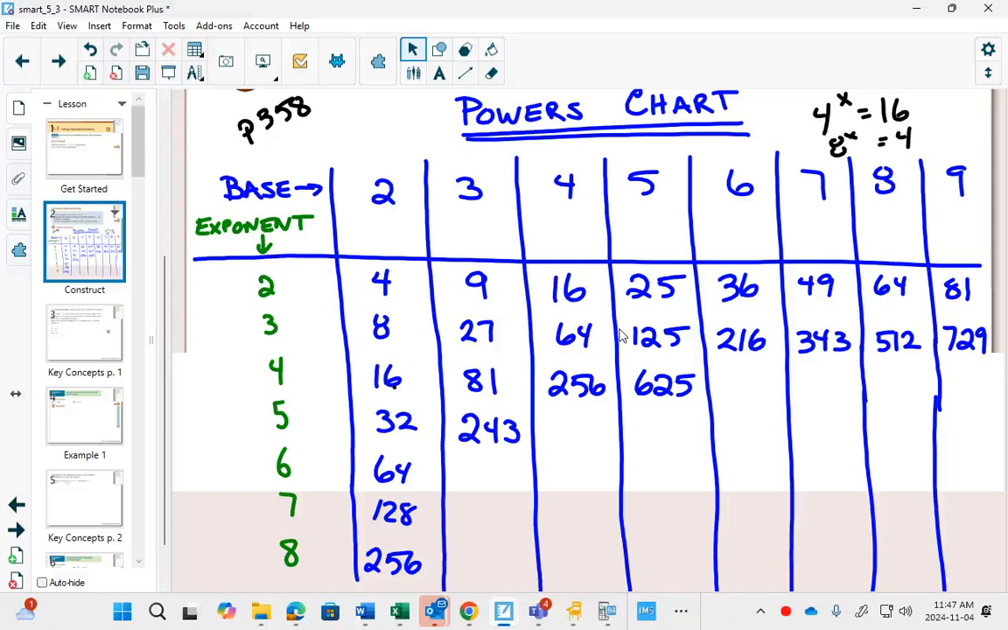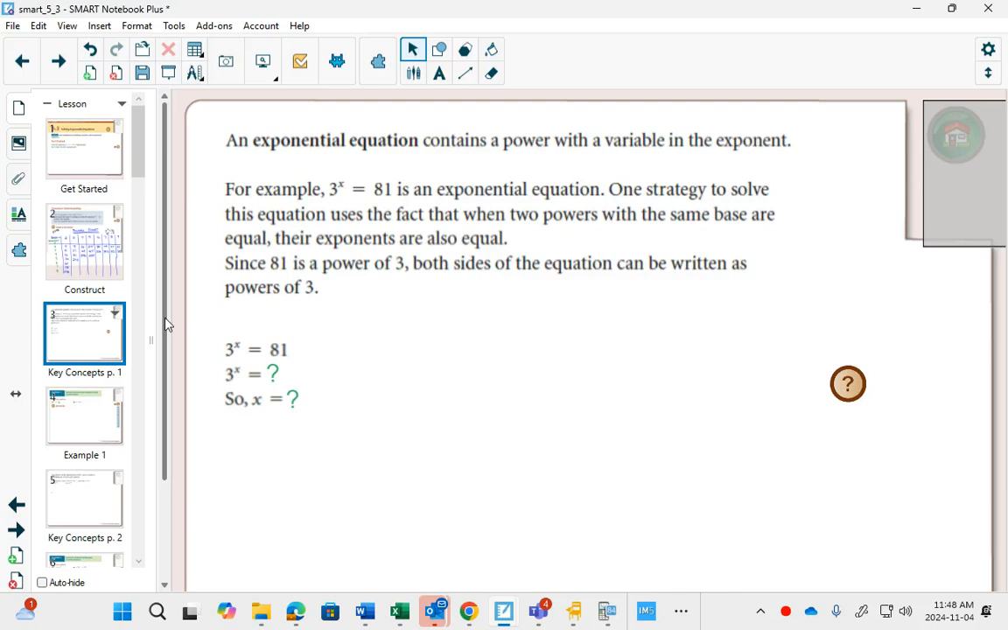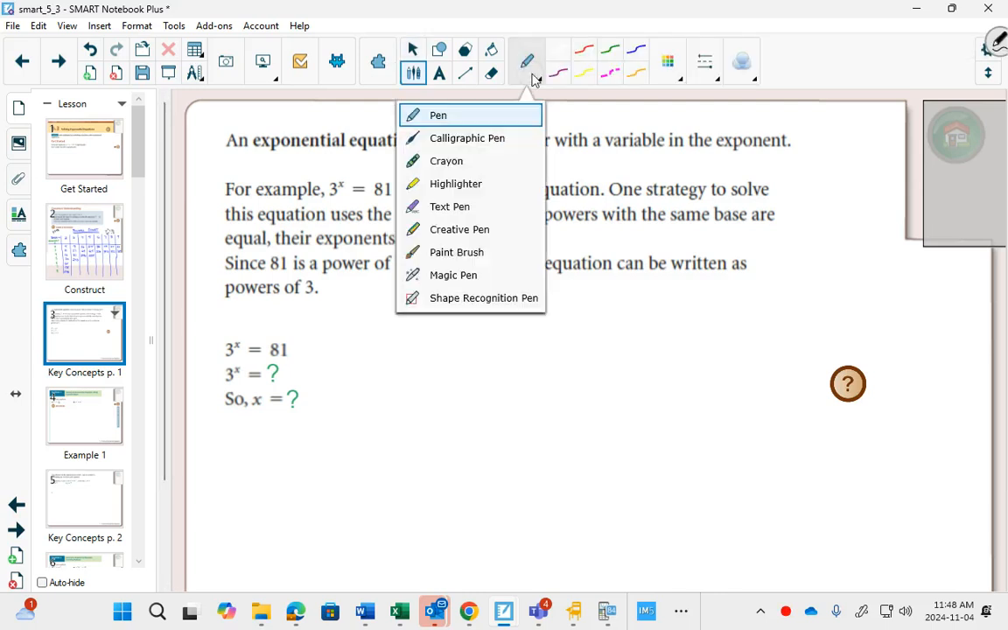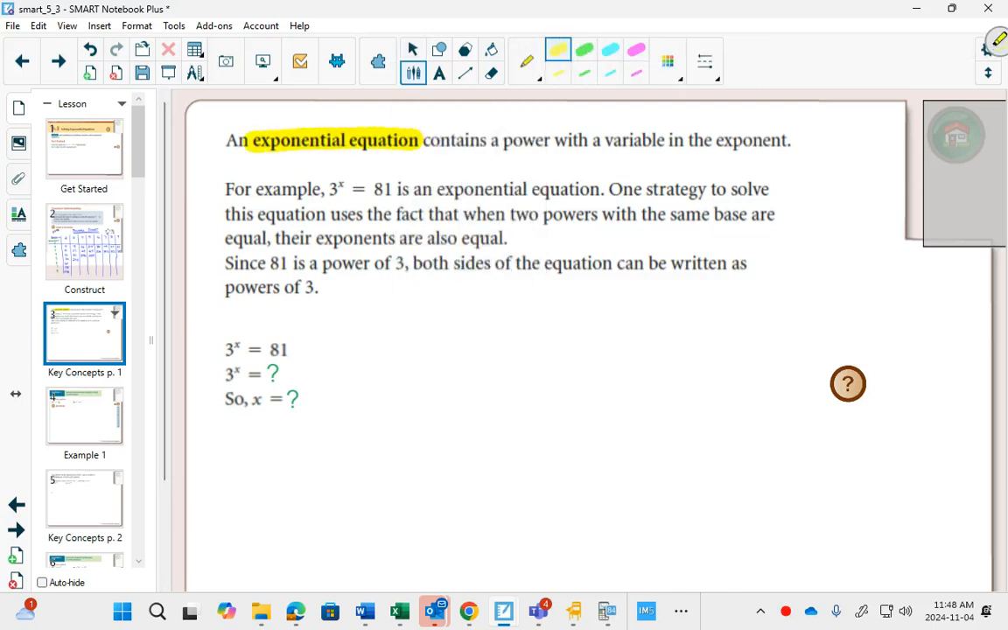So here's your powers chart. If you want to write it down, if you missed class, make sure you push pause and write it down. And then what we're going to be looking at now is what are called exponential equations. The variable is in the exponent, right? And they've got an example here.